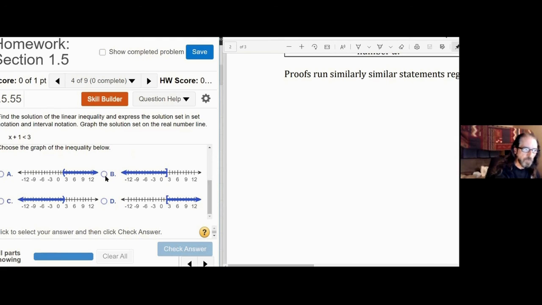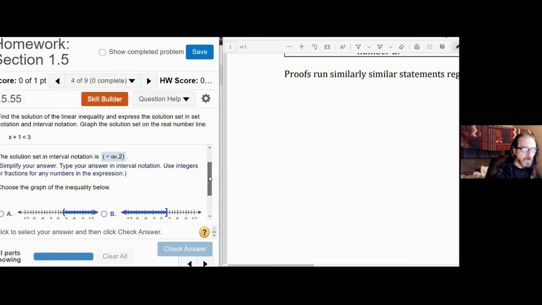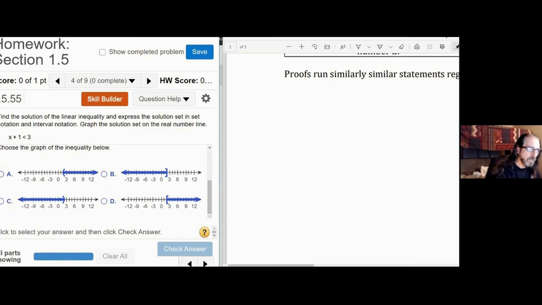That leaves us either choice B or choice D. They're both starting at 2, but we said because that was strictly less than, we had a parenthesis by that, it's choice C.